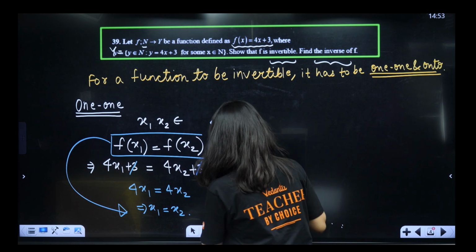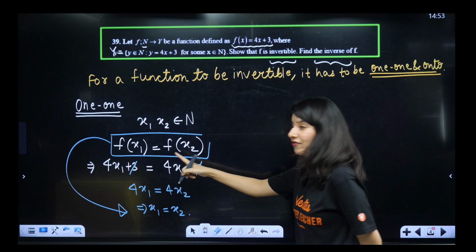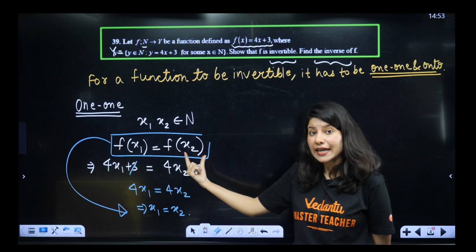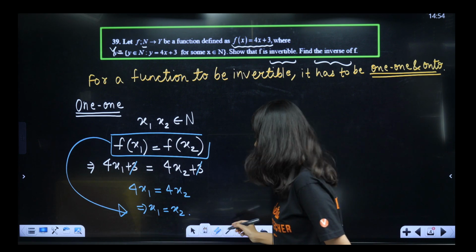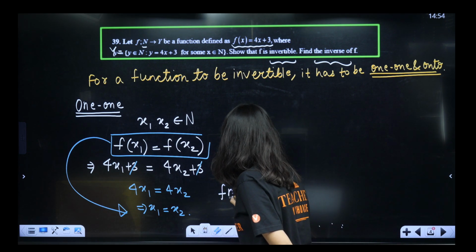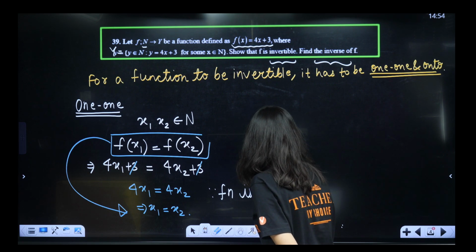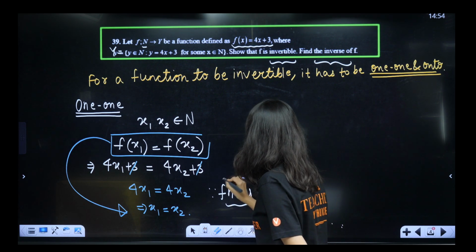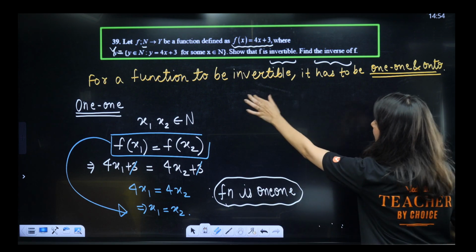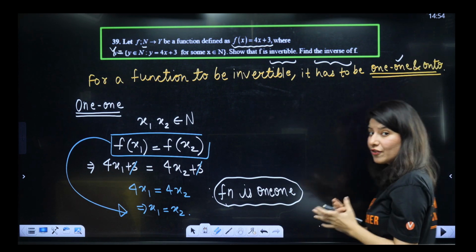This came out of nowhere. Okay. So if I equate f of x1 and f of x2 and I get only this condition, which is x1 equals x2, that means the function is 1-1, my dear students. The function is 1-1. So for a function to be invertible, it has to be 1-1 and onto. So 1-1 is done for you guys.